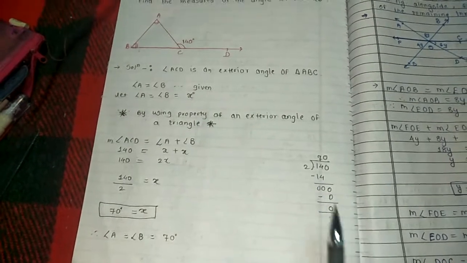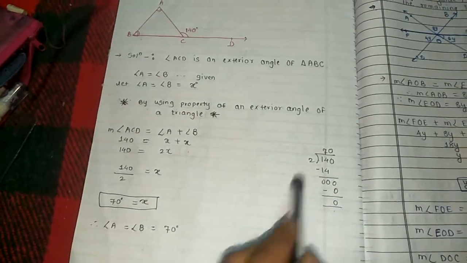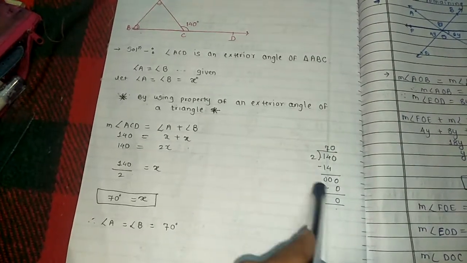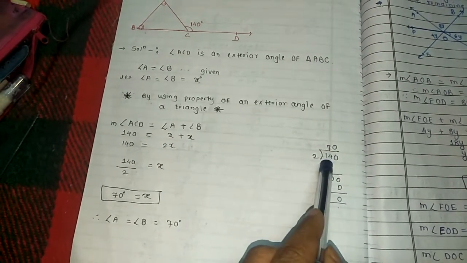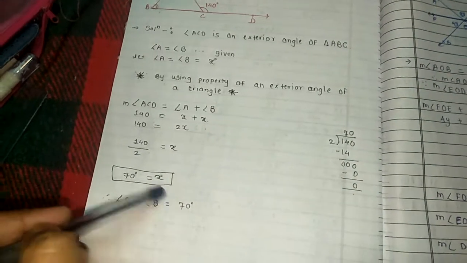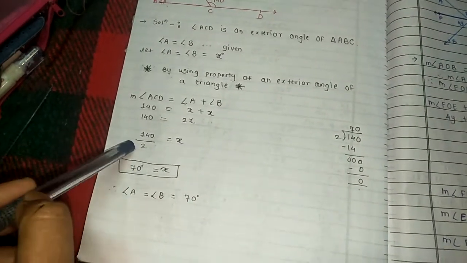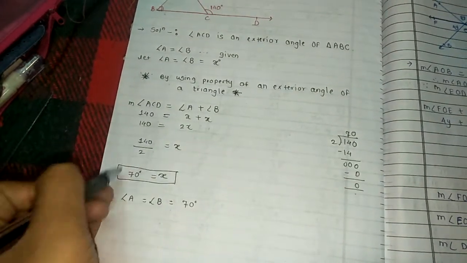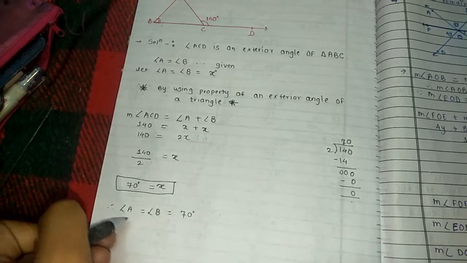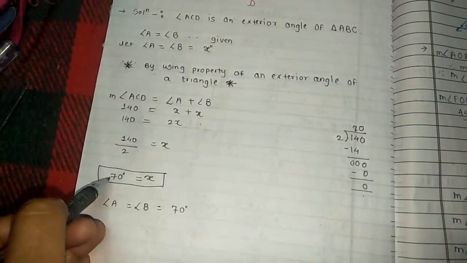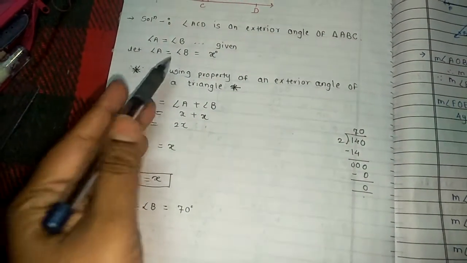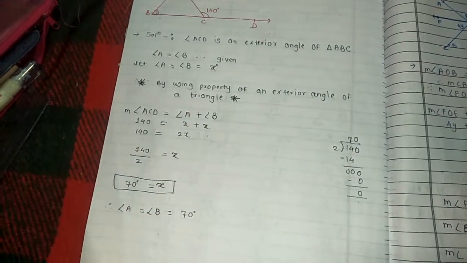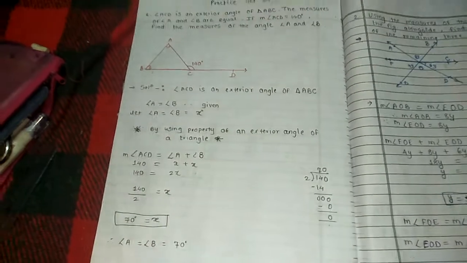On the backside of the page you can do this division. What quotient will you get? The remainder is 0 and the quotient is 70. So x is equal to 70 degrees. Or directly you can do: 2 ones are 2, 2 sevens are 14, and 0 as it is. So the measure of x is 70, but x is what we assumed as angle A and B. Therefore the measures of angle A and B are 70 degrees. Clear, everyone?